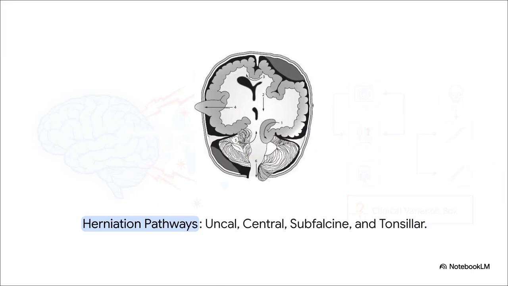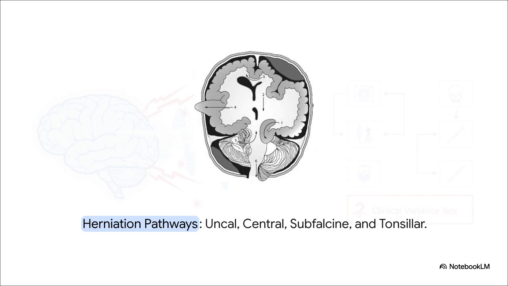So when an intracranial mass starts expanding, remember that the adult skull is a rigid, closed box. The brain literally has nowhere to go but down. We see a few different physical trajectories here. There's subfalcine herniation, shifting across the midline, central herniation pushing straight down, and tonsillar herniation, which drives the cerebellar tonsils right through the foramen magnum, which is rapidly fatal because it compresses your respiratory centers.